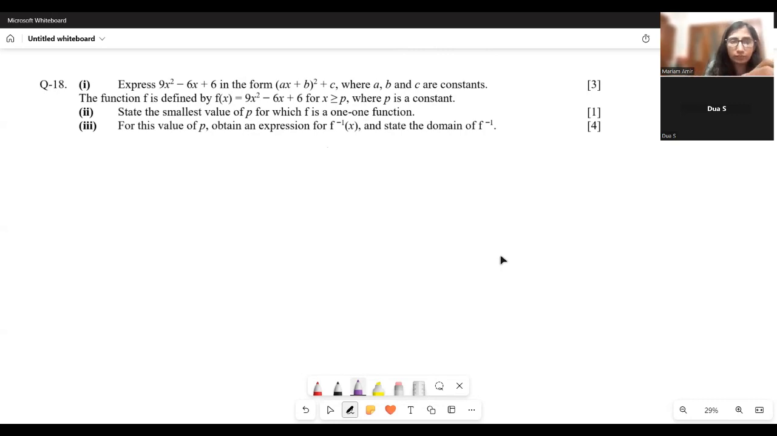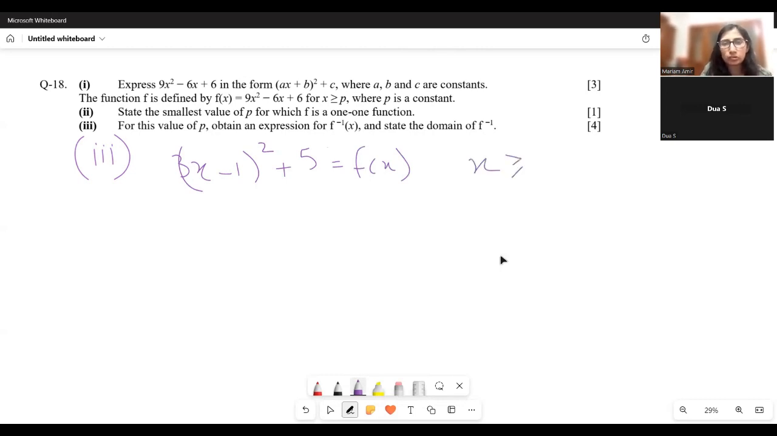3x minus 1 whole square plus 5 equals fx. If we take its inverse, then it will not be square root of x minus 5 plus 1, and then the whole thing divided by 3.